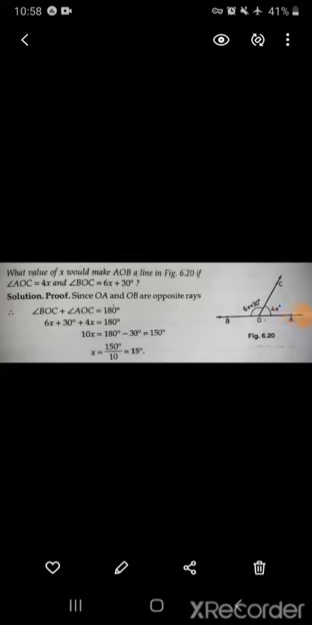Okay, now the next question for your revision. What value of x would make AOB a line according to the given figure here?